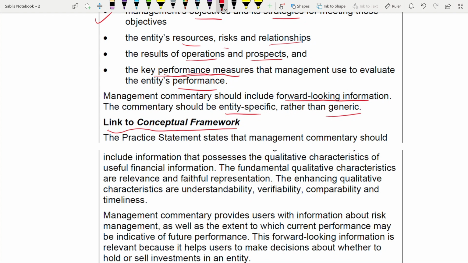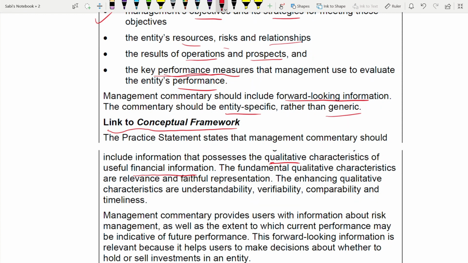But what about conceptual framework? It comes from your lecture 1, which I'm not going to repeat here. Okay. Here you need to know how to link. So what are the qualitative characteristics of useful financial information? That means whatever information you include in the management commentary should possess these 6 qualitative characteristics that were already explained under conceptual framework in your lecture 1. What are they? Let me repeat it.